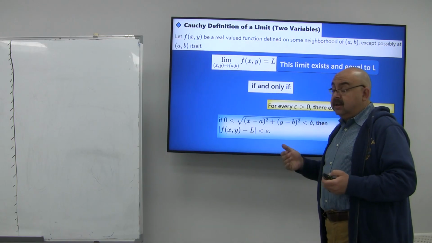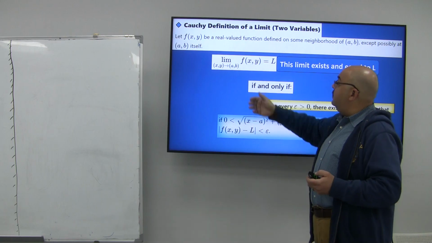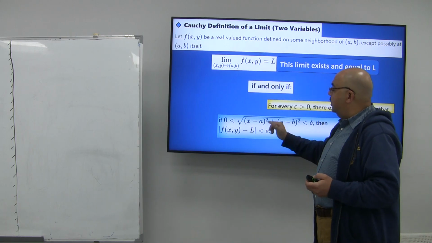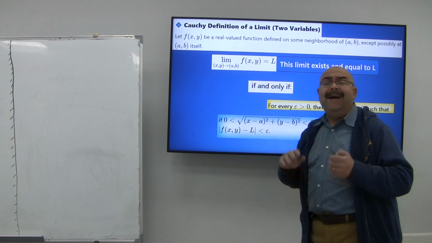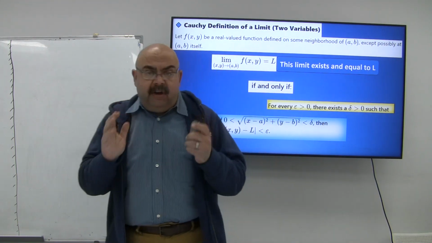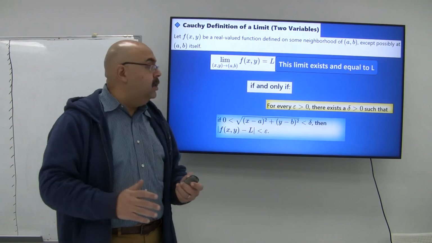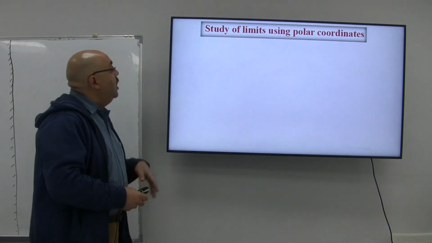Then the result that we will obtain is that the absolute value of f of x, y minus L is less than epsilon. If this holds, then the limit of this function equals L, and that's the general definition of the limit in two-dimensional multivariable functions.